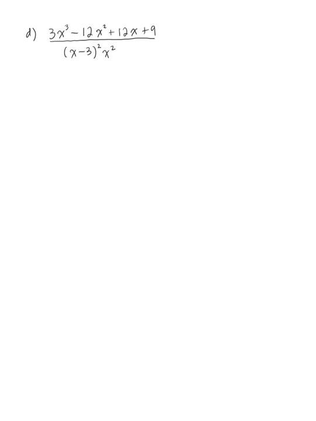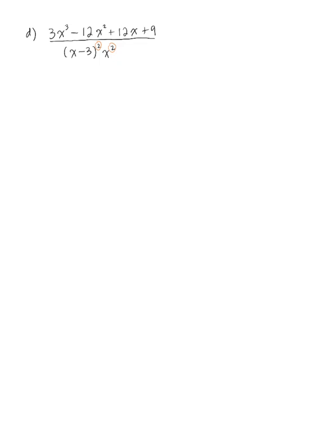All right, so we've got 3x cubed minus 12x squared plus 12x plus 9 all over x minus 3, whole quantity squared, times x squared. Let's first find out how many fractions we're going to get. What are the outer exponents? We have a 2 and a 2. Add them together, and we're going to have 4.